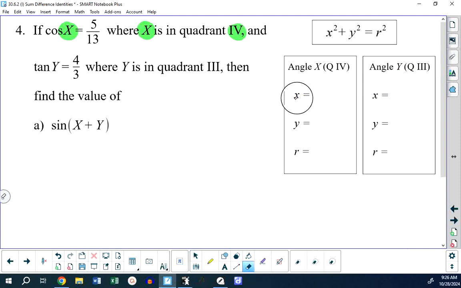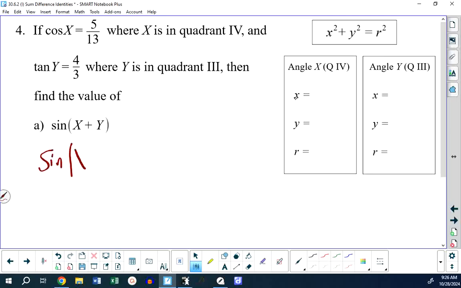So we want to be careful with all of the x's and y's. We'll come back to those tables in a second, but let's apply the sum identity for sine to sine of x plus y. We're going to get sine of x, cos of y, plus cos of x, sine of y.